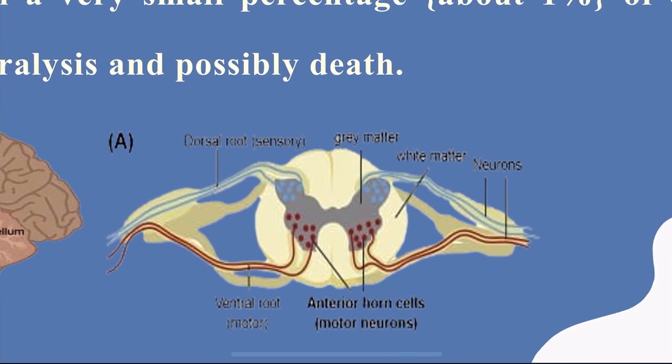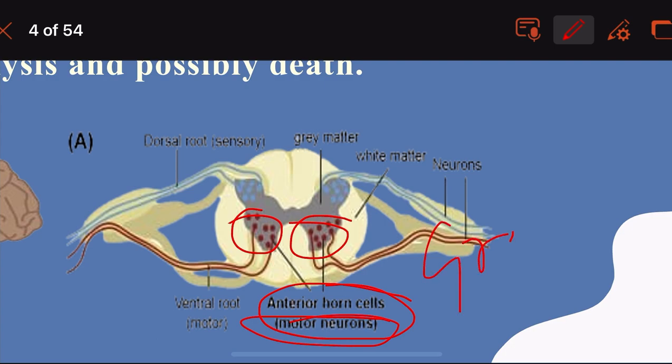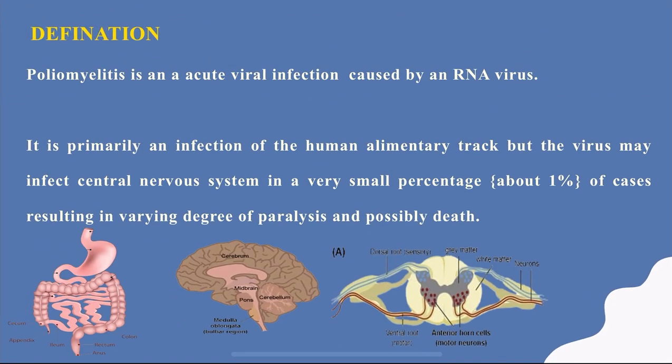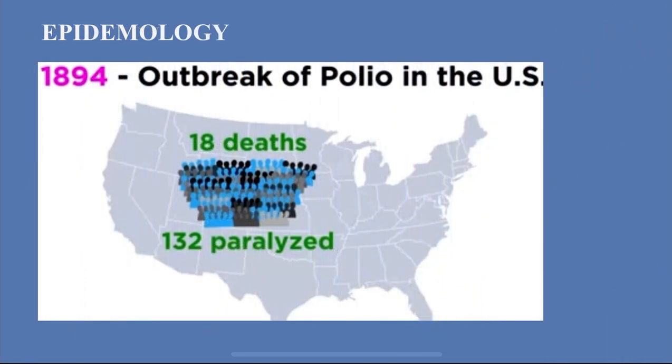As I told you, in the spinal cord, it will affect the anterior horn cells. The motor neurons will be affected. The anterior horn cells in the gray matter of the spinal cord are affected. Is it clear? What is the definition? It is caused by an RNA virus. It is a viral infection. First, it affects the alimentary tract. Secondly, in less than 1%, it will affect the central nervous system. What does it cause? It will cause paralysis. Possibly, it can also result in death.